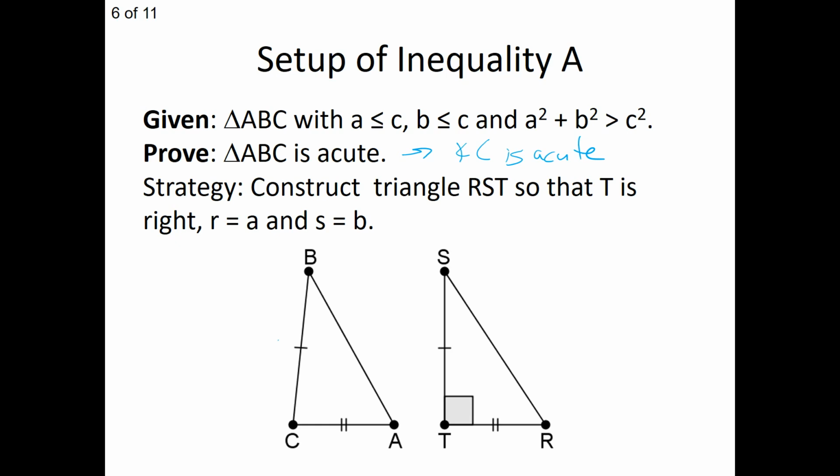So our strategy actually comes right out of the same playbook that we used with the proof of the Pythagorean converse, and that is to construct a second triangle. Construct triangle RST such that angle T is a right angle, and using our ruler postulate to measure, we have side R equal to side a and side S equal to side b.